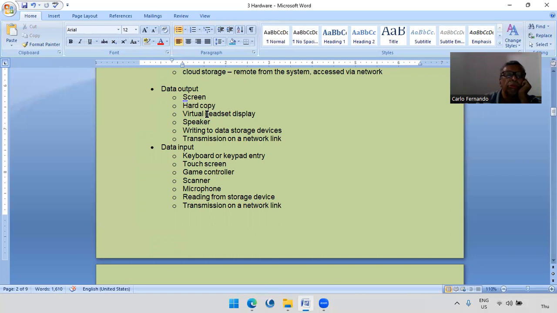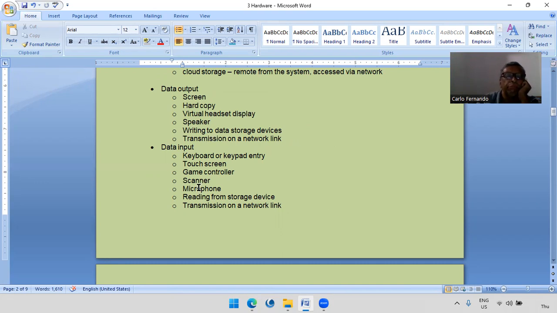Let's look at it from the system, from the memory. Screen also is going out, hard copy going out to a printer. Virtual headset display, the processor will give you the details on a headset. Speaker also, sound will come out from the speaker on the computer. Data storage devices, the hard disk. From the memory, the CPU will transfer that, from RAM to the secondary storage devices. So that is going out. That's why output. Transmission on a network link is also output, because we are going from your computer to another place.